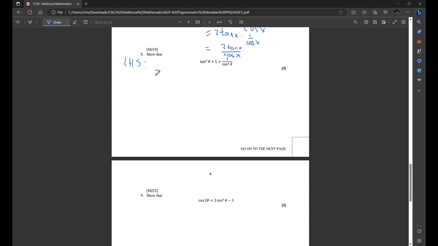We can rewrite that as sine squared theta over cos squared theta.